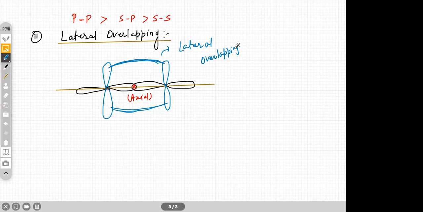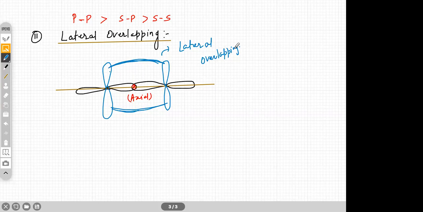No, see, lateral overlapping of d orbitals can form d pi bonding. We'll see that later, but usually we don't consider the extent of overlapping in d orbitals. It's not possible for s orbitals. Lateral overlapping is not possible for s orbitals because an s orbital is spherical and has only one orbital. We always have a line passing through the two nuclei, so ss always gives axial overlapping.